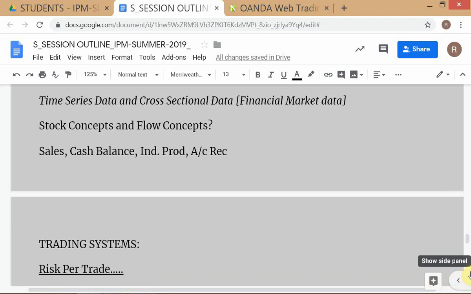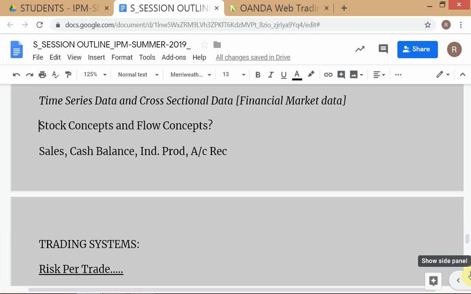Yes, cash balance, Ritesh, stock concept. Why is it a stock concept? At a particular point of time, how much there is. Okay, correct, so he's correct. Cash balance is shown on the balance sheet, so he's making another good connection.